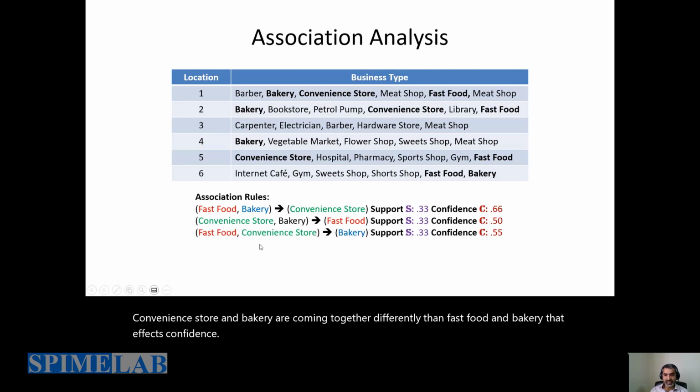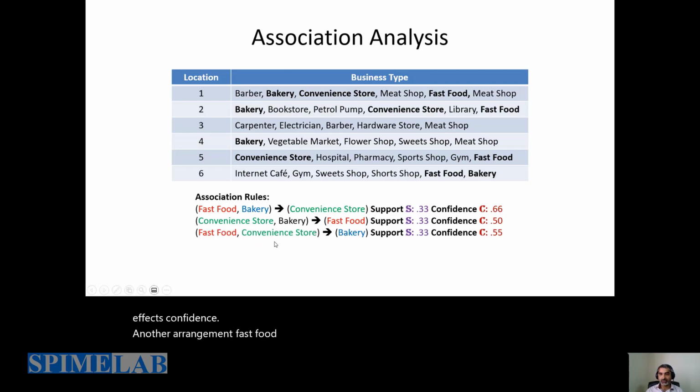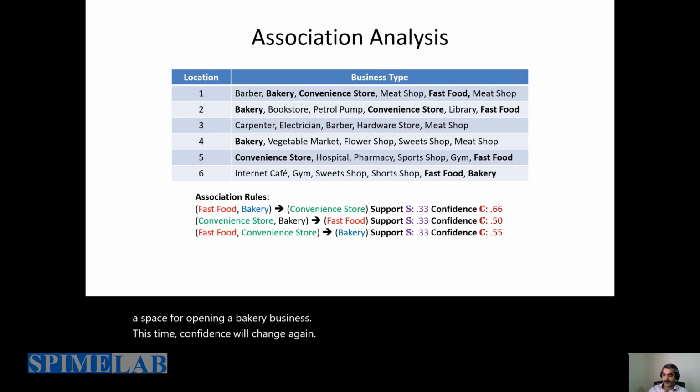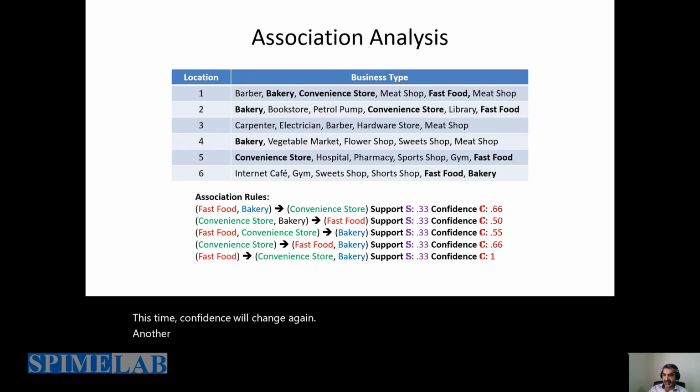Another arrangement, fast food and convenience store, how good they are to predict that there is a space for opening a bakery business. This time confidence will change again. Another, and another. So you can look at the last association rule and can you explain why confidence is 1?